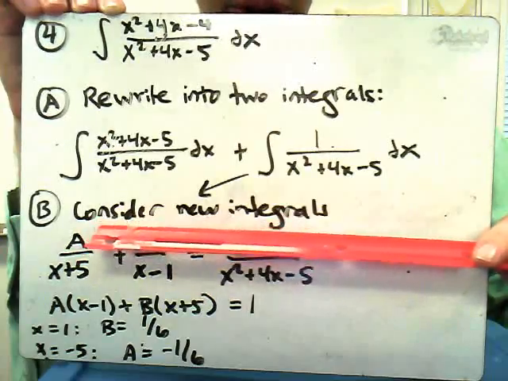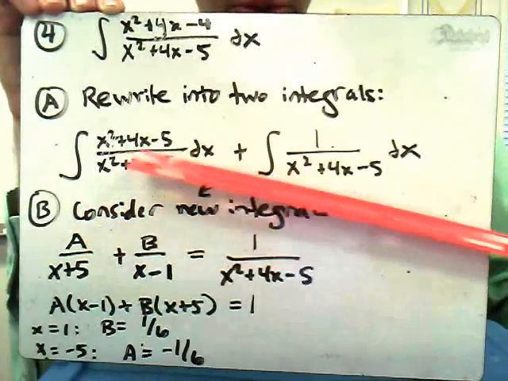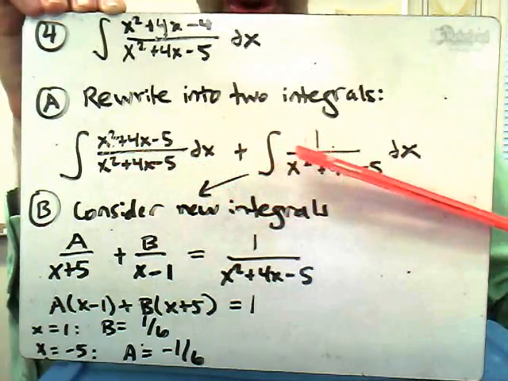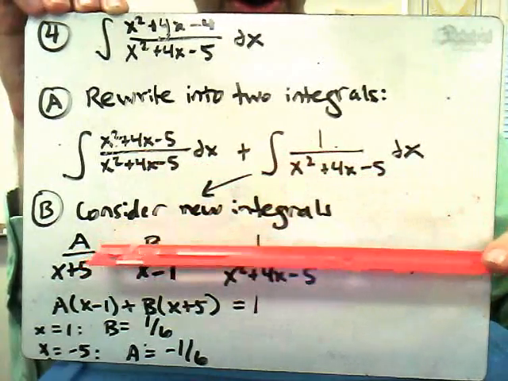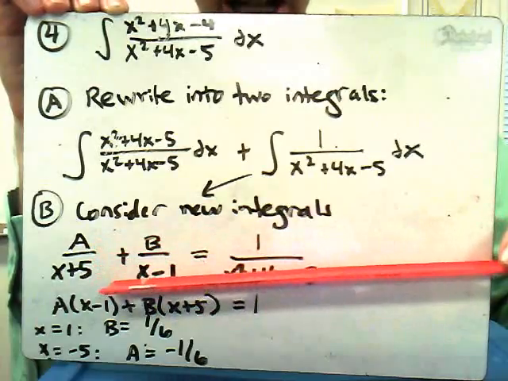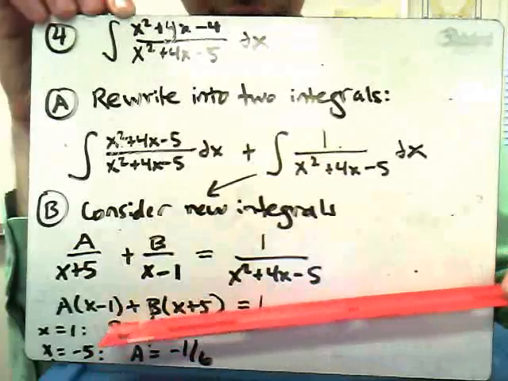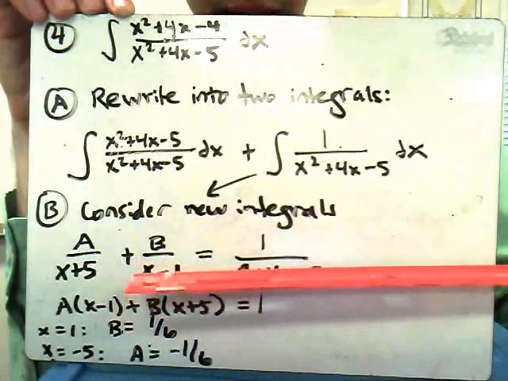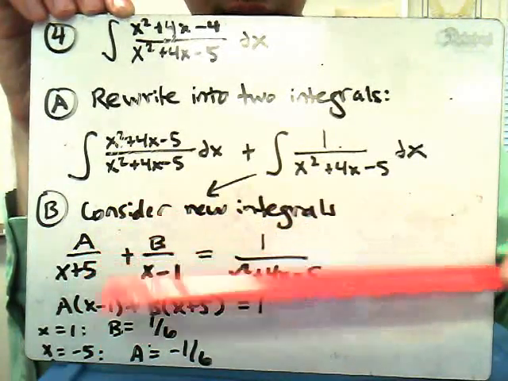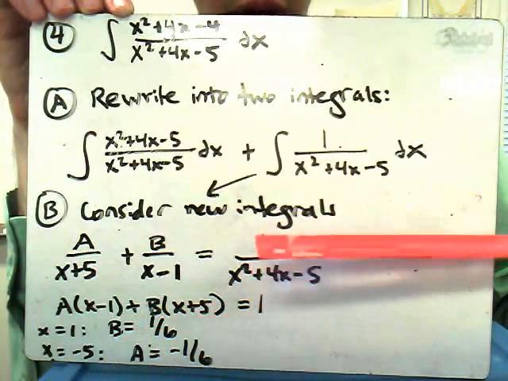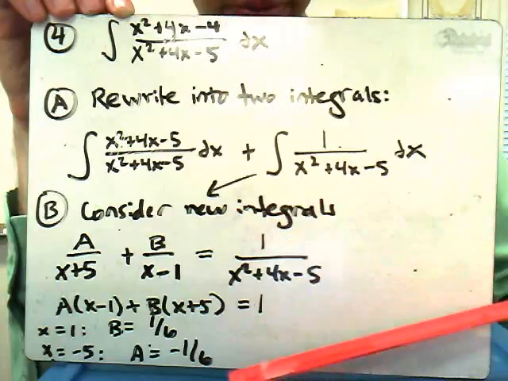So now we consider the new integrals. This one on the left we'll address in just a minute. This one we'll do by partial fractions. Our two fractions to consider are a over x plus 5 plus b over x minus 1. Just like with previous problems, we need to match the numerators, so a times x minus 1 plus b times x plus 5 is equal to 1, which is the numerator of our original.